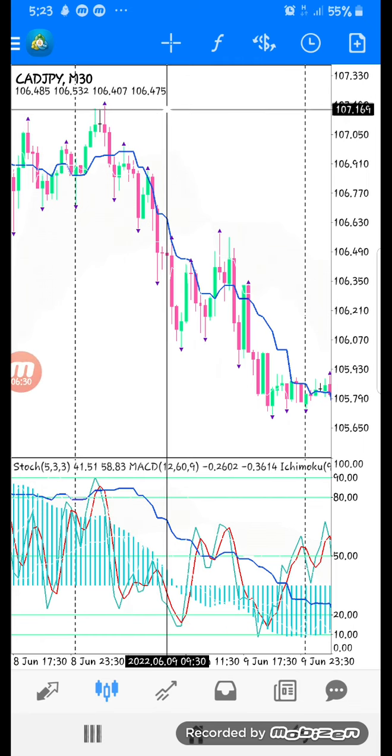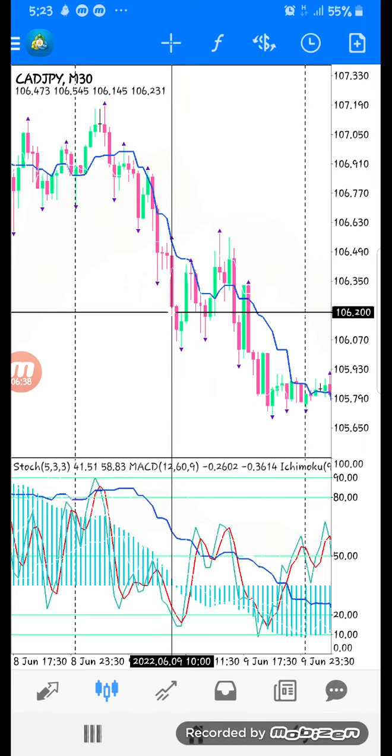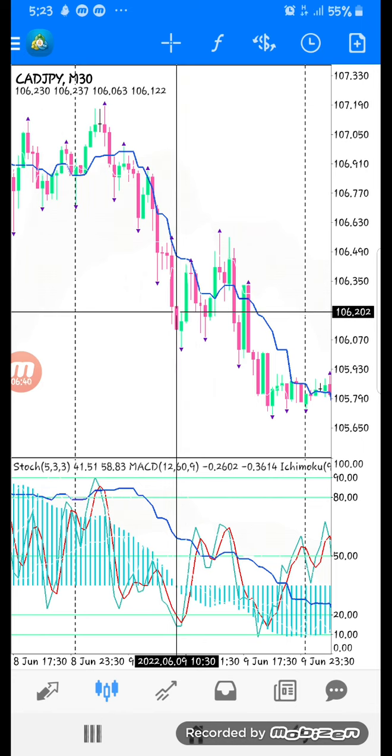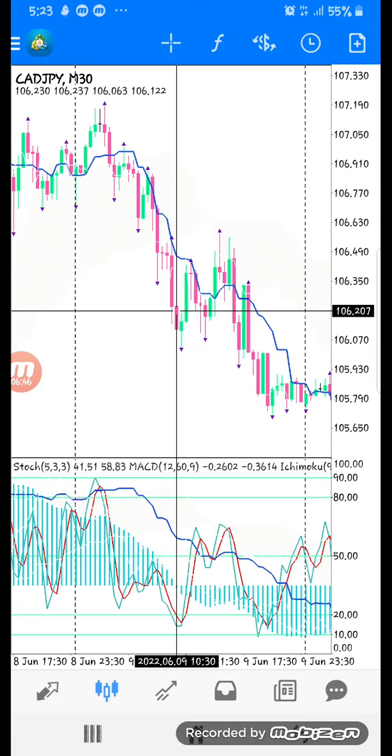That is when it gets to this place. You see, at this candle, the stochastic is at overbought, and at this candle it is oversold. This way, you're supposed to take your profit. This way, you're supposed to take profit.